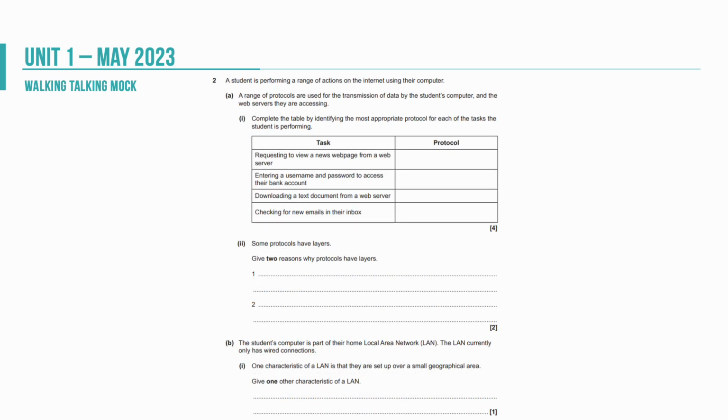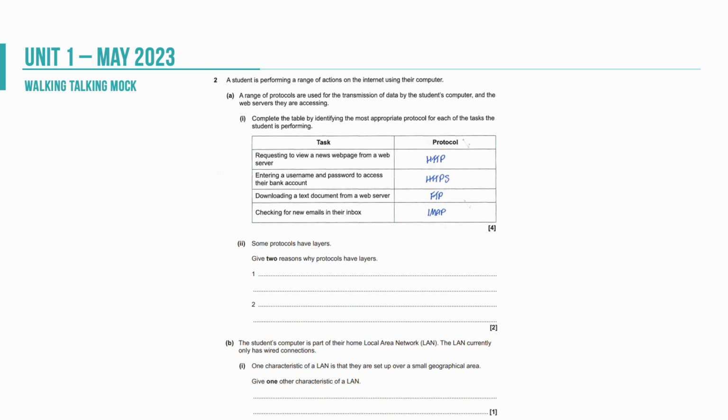We're then looking at a question around the internet. So a student is performing a range of actions on the internet using their computer. A range of protocols are used, and it's asking you to identify the protocol in each of the tasks that have been given. So requesting a view on a news page, so requesting the BBC style website page, ensuring a username and password has access to their bank account, downloading a text document, and then checking for emails in an inbox.